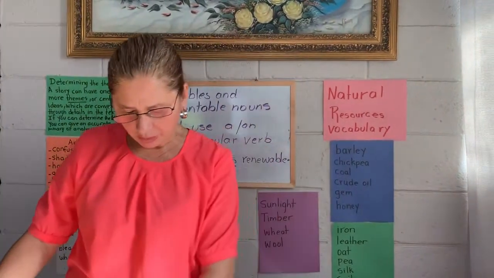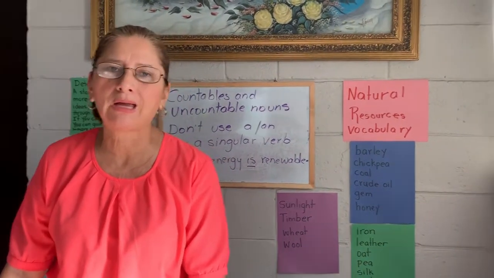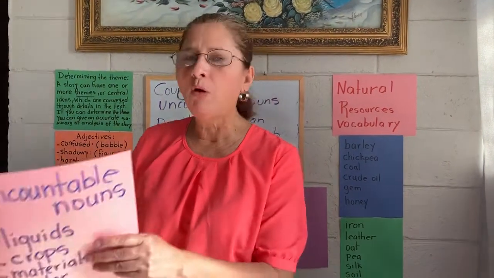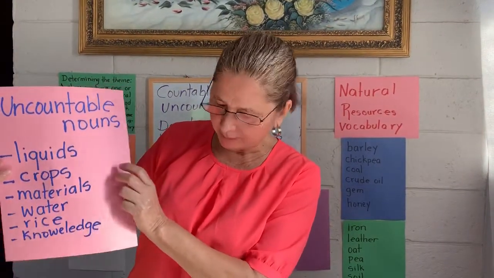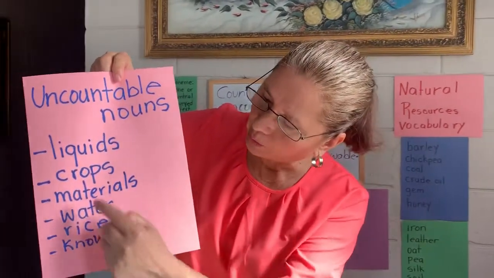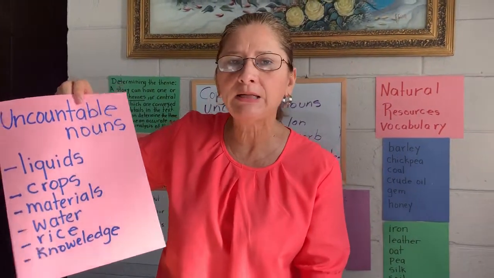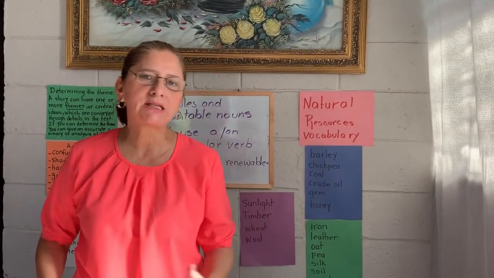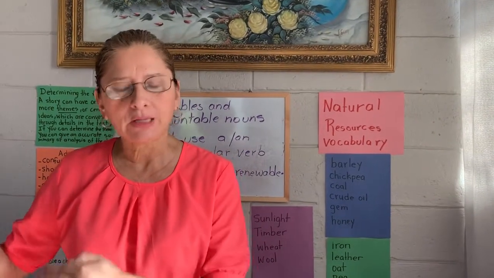Now uncountable nouns. You know that uncountable nouns are those that we cannot count with numbers or quantities. So they have only one form, okay? Only one form, and they often describe liquids, crops, materials, water, right? Knowledge, ideas, feelings like love, honesty, hate. Those are uncountable. Uncountable means that we cannot count them.